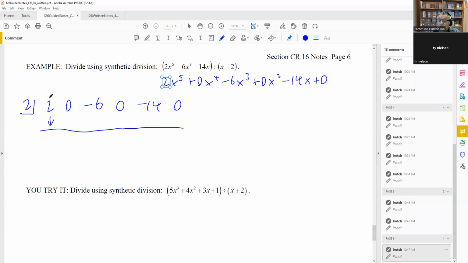Go through the synthetic division steps. 2 drops down. 2 times 2 is 4. We're doing adding whenever we have synthetic division.